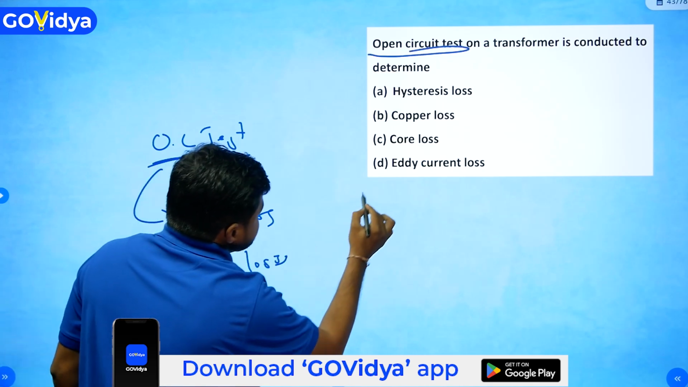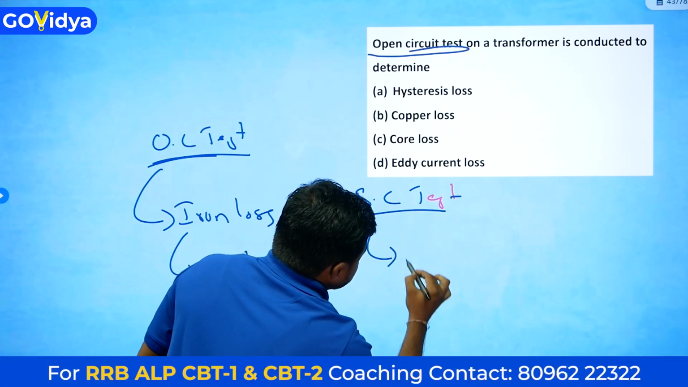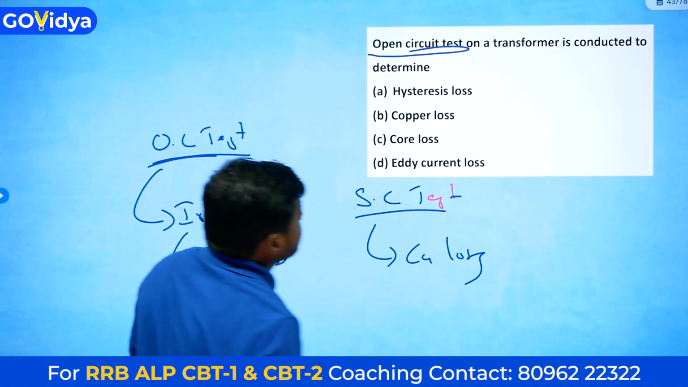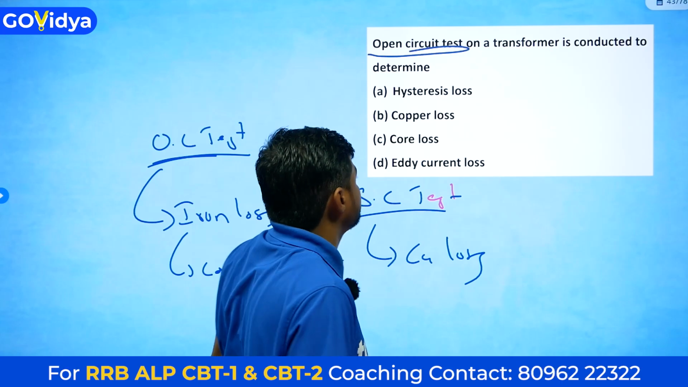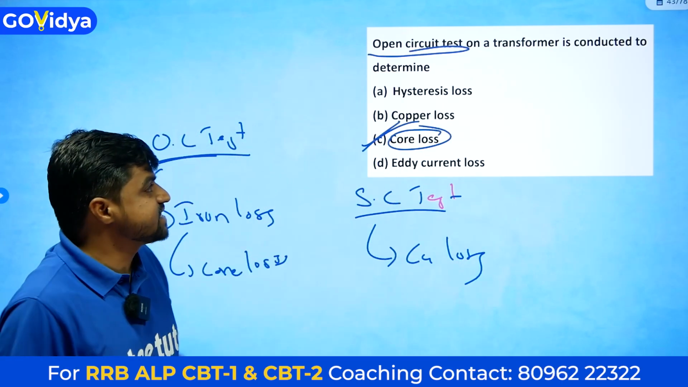ఓకే. అలాగే షార్ట్ సర్క్యూట్ టెస్ట్ కండక్ట్ చేసి మనం కాపర్ లాస్ని డిటర్మైన్ చేస్తాము. కాపర్ లాస్. ఓకే. హియర్ ఇన్ ద క్వశ్చన్ దే ఆర్ ఆస్కింగ్ ఓపెన్ సర్క్యూట్ని కండక్ట్ చేసి కోర్ లాసెస్ని డిటర్మైన్ చేస్తాము. ఓకే. ఆప్షన్ సి ఈజ్ ద కరెక్ట్ ఆన్సర్.